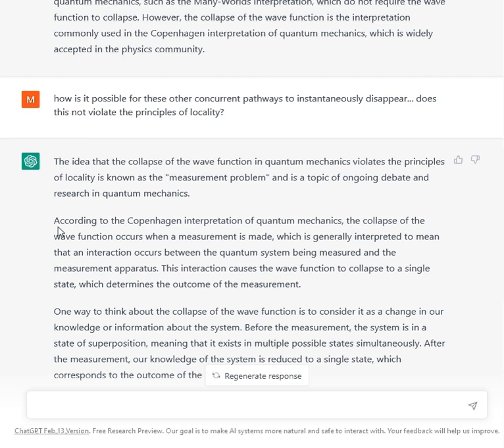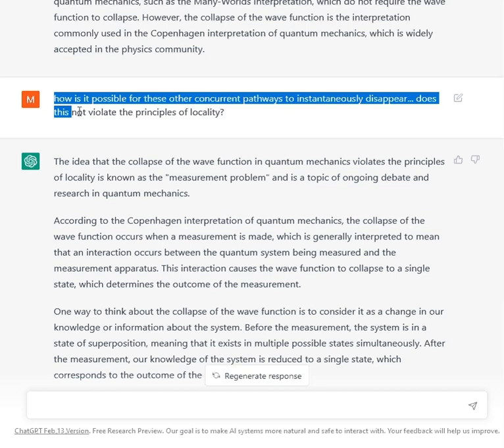So again, the question I'm going to ask is, how is it possible for these other concurrent pathways to instantaneously disappear? Does this not violate the principles of locality?